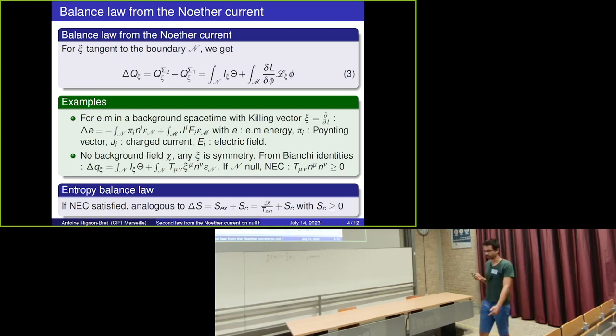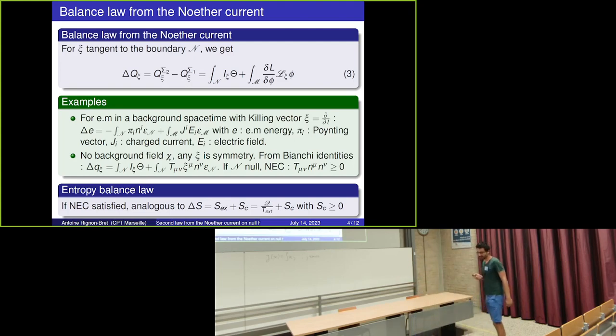The first one is classical electromagnetism in general spacetime with the Killing vector xi. So we see that in that case, if there is some timelike Killing vector, the Noether charge will be the electromagnetic energy, and we know that the variation of electromagnetic energy between two spacelike slices is given by the flux of the Poynting vector on the boundary N, plus a term that appears if the vacuum Maxwell equations are not satisfied, because we have missed the degrees of freedom of the charged matter that can interact and exchange energy with the electromagnetic field.